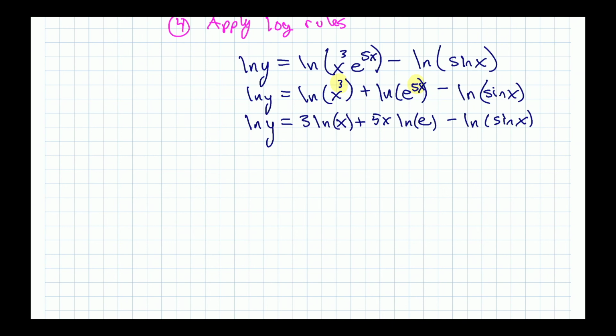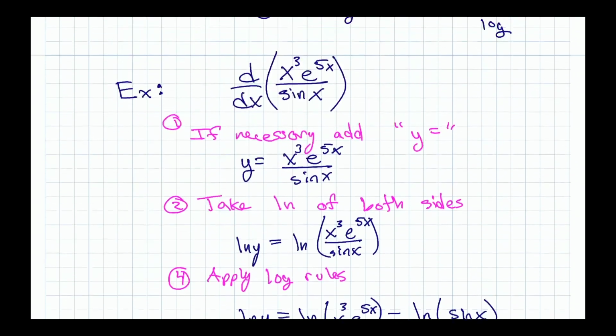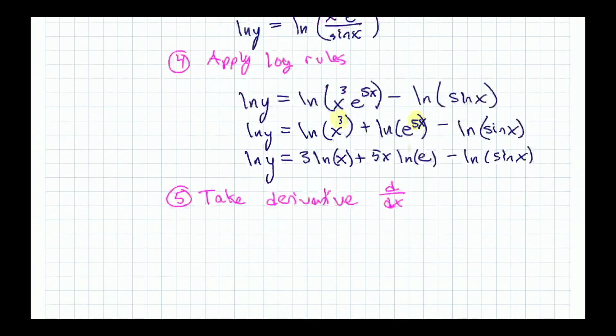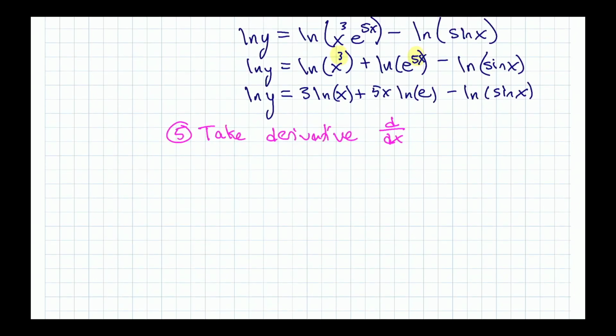So once you're done applying your log rules, then you should just be able to take the derivative with respect to whatever variable you want. Take derivative. In this case, it's d dx. Why? Because that's what it said up here. All right, so you have d dx ln y equals d dx all this stuff.